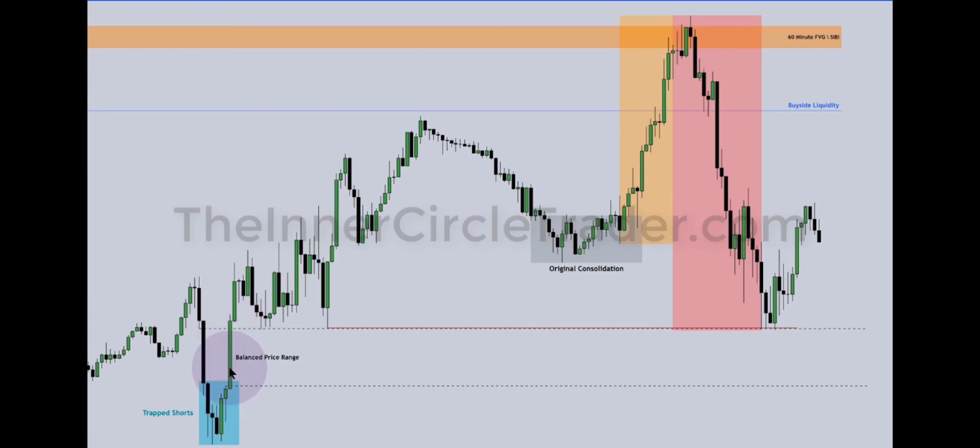So there's an overlapping between a SIBI and a BISI within the general area of the same price range. So I'm using the low here and the high here, so that way we can see how this becomes a balanced price range. These are trapped traders. Okay. This in here is a trap trader, or trap traders that would have been caught short.